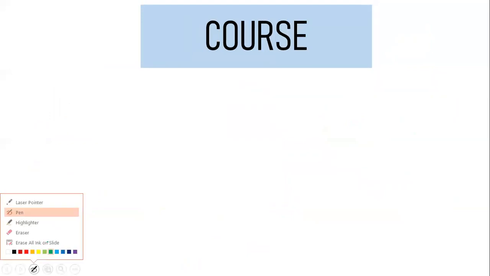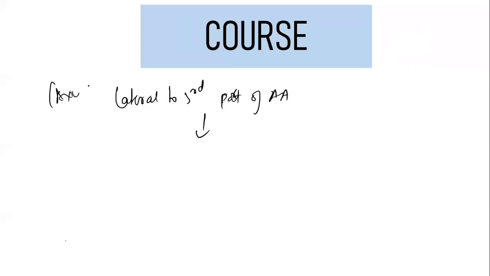So just to quickly revise, in the axilla is what we saw. Just follow me. I'm not going to show you the picture. You're going to visualize the pictures. Yes, in the axilla, it was lateral to the third part of the axillary artery. Never mind my handwriting. It was lateral to the third part of the axillary artery. So this was with respect to the axilla.